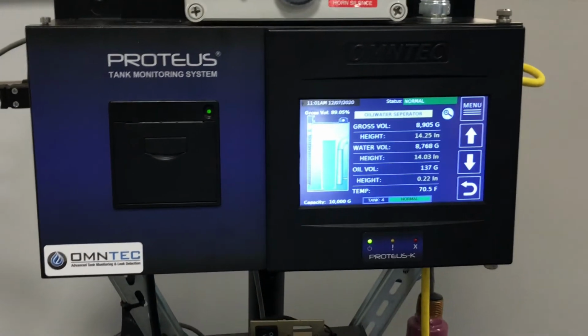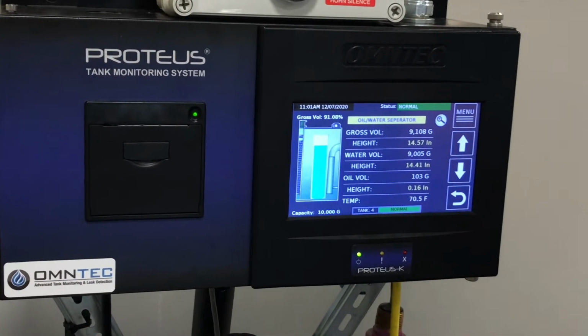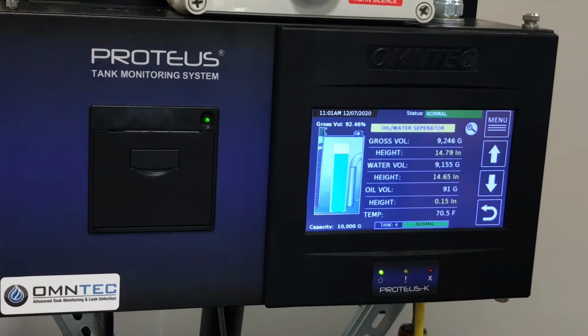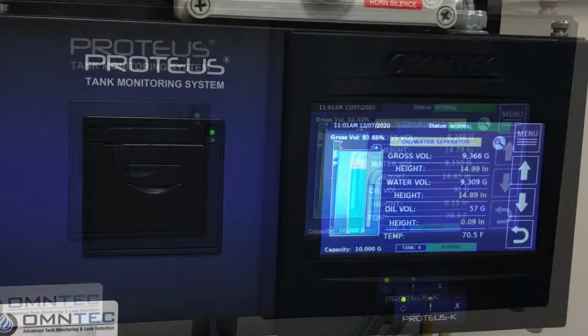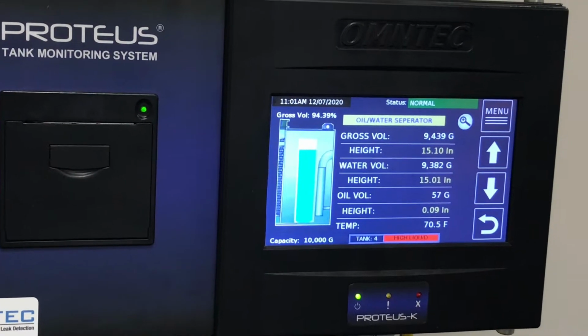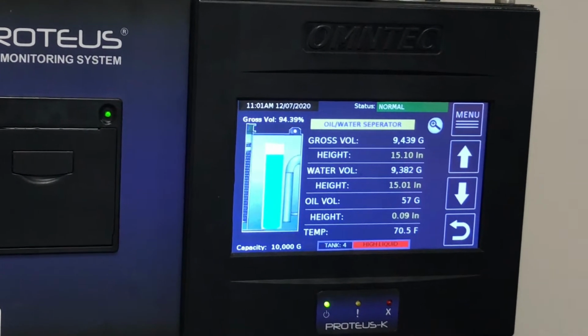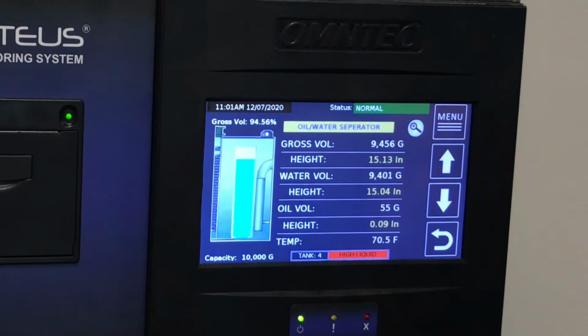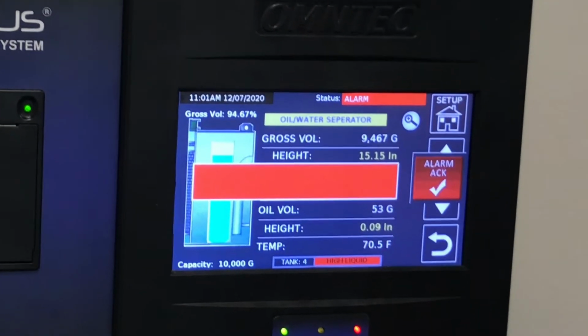And once it gets above my alarm point, it will trigger my high liquid alarm. And you can see in the representation, the volume looks to be above the pipe.